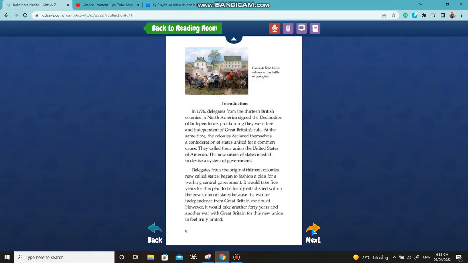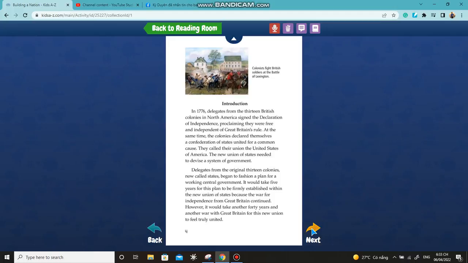Introduction. In 1776, delegates from the 13 British colonies in North America signed the Declaration of Independence, proclaiming that they were free and independent of Great Britain's rule. At the same time, the colonies declared themselves a confederation of states, united for one common cause. They called it the Union of the United States of America. This new union of states needed to devise a system of government.